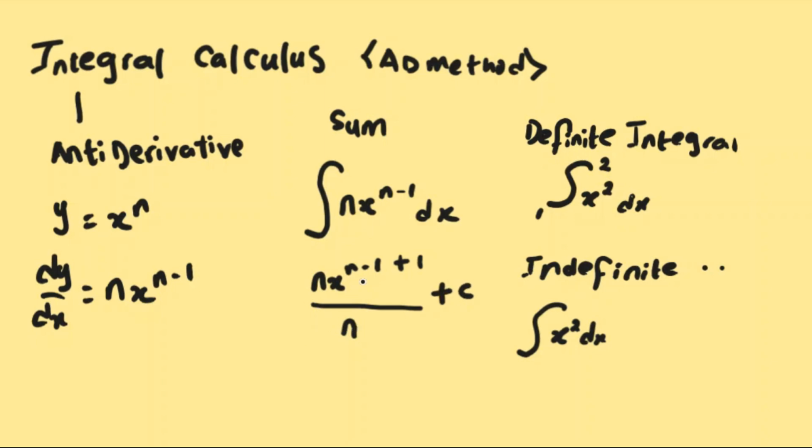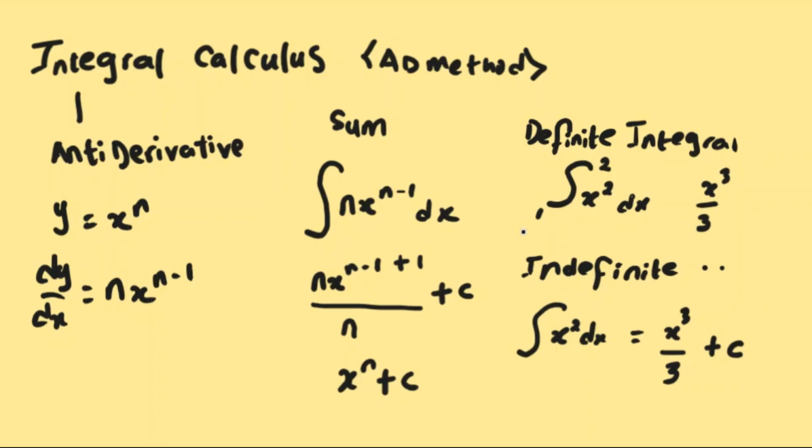So n will cancel n, and n minus 1 plus 1 is 0. So we are left with x raised to the power of n plus c. Same thing here: if we integrate x squared, you add 1 to the power and divide by that new power. This will be x raised to the power of 2 plus 1, which is 3, divided by 3. Because it's an indefinite integral, you have an arbitrary constant c. But for this one, the integral of x squared, we write x raised to the power of 3 divided by 3.